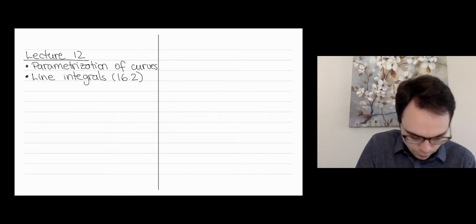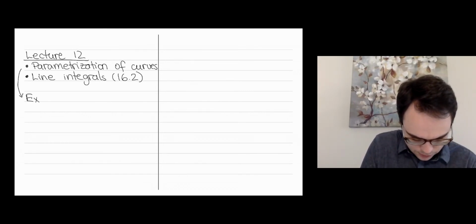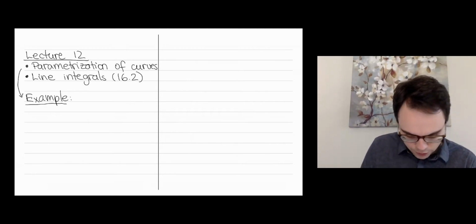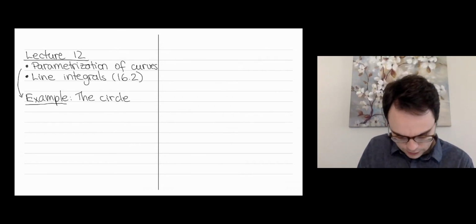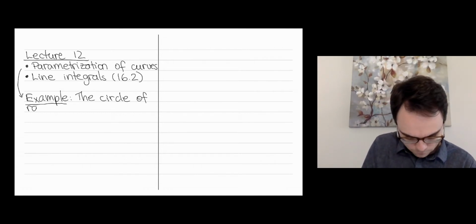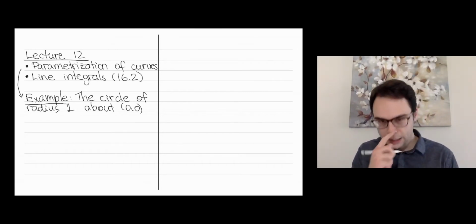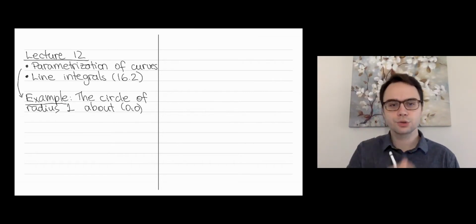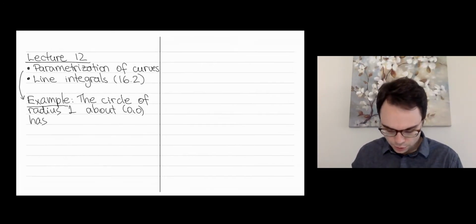Let me just show you what a parameterization is in an example. Our example is going to be a familiar one. We're looking at the circle of radius 1 about the origin. This circle has two descriptions, like any curve has two descriptions.